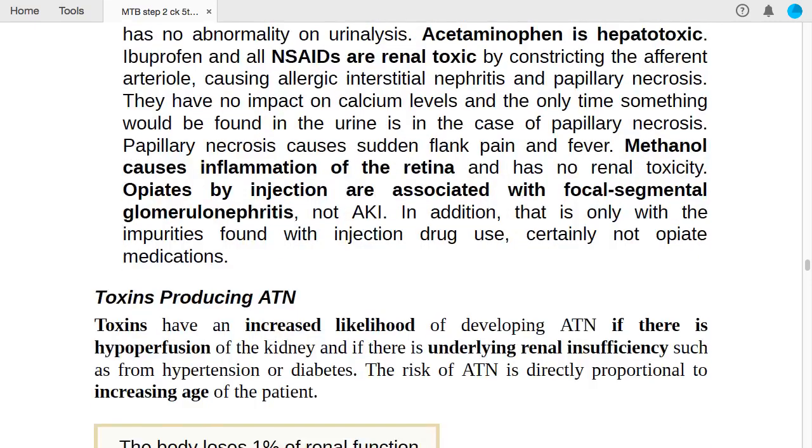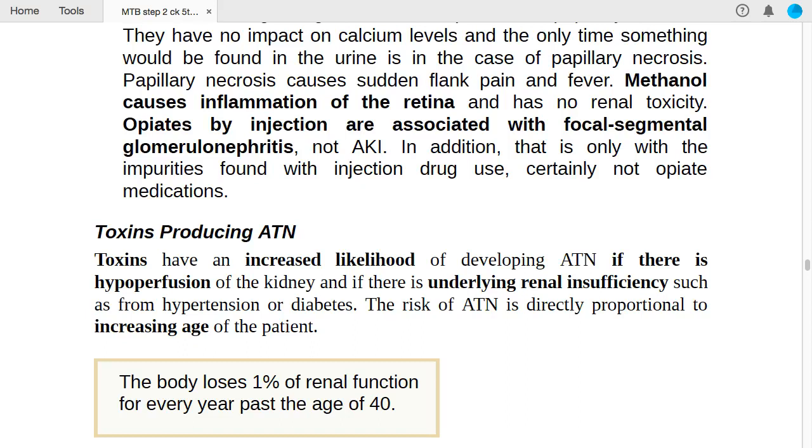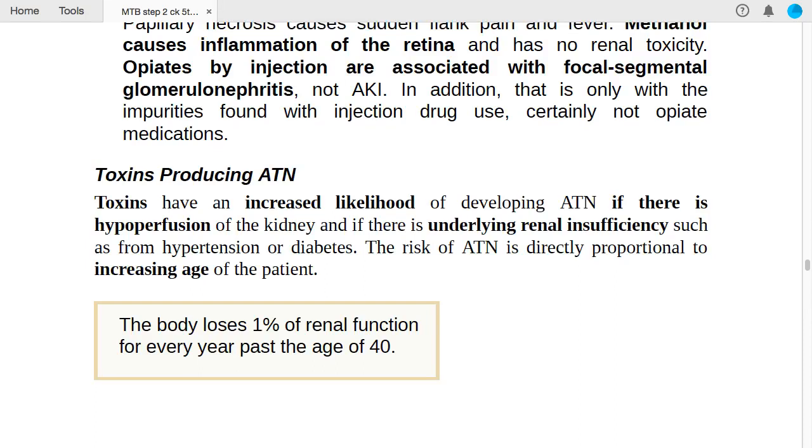Now we are coming towards toxins producing acute tubular necrosis. Toxins can cause ATN if there is hypoperfusion. Toxin is there, and because of hypoperfusion we are going to see acute tubular necrosis. If there is underlying renal insufficiency such as from hypertension or diabetes, if the patient is hypertensive or diabetic, ischemia is there, toxin is there, that can lead to acute tubular necrosis. The risk of acute tubular necrosis is directly proportional to the increasing age of the patient. The more the age, the more will be ATN.